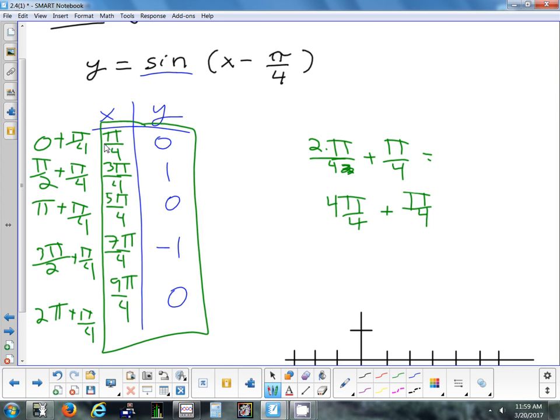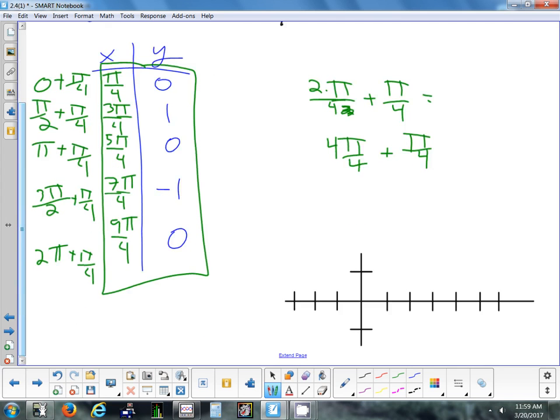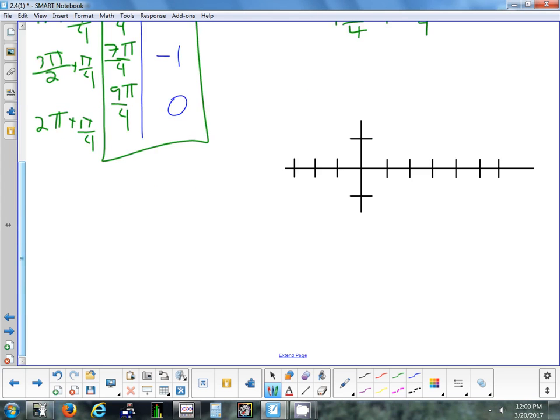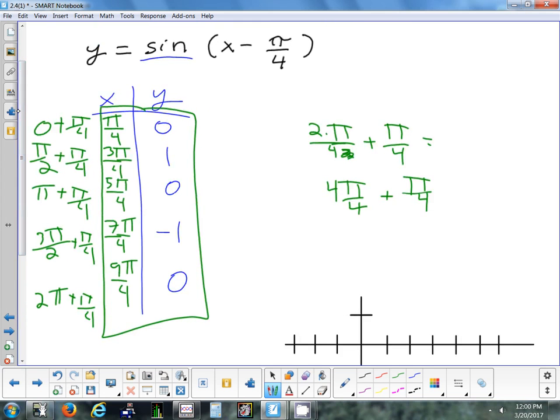Okay, any questions on the table? All right, so last thing is we'll graph it. Remember, these are all equally spaced. If you converted these to degrees, that's 45, 135, 225, 315, 405. It's just plus 90 each time.